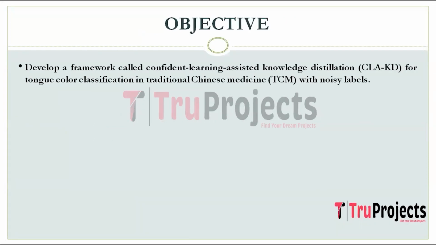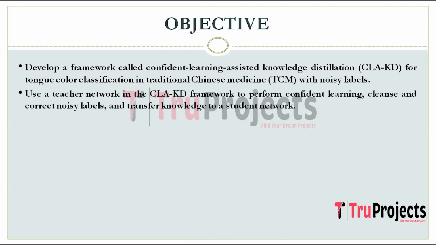Objective of the project. The primary objective is to create a framework called CLA-KD that assists in tongue color classification for TCM, particularly focusing on addressing the challenge of noisy labels in the dataset. The project aims to use a teacher network within the CLA-KD framework to perform confident learning, which involves identifying and rectifying noisy labels while facilitating knowledge transfer to a student network.